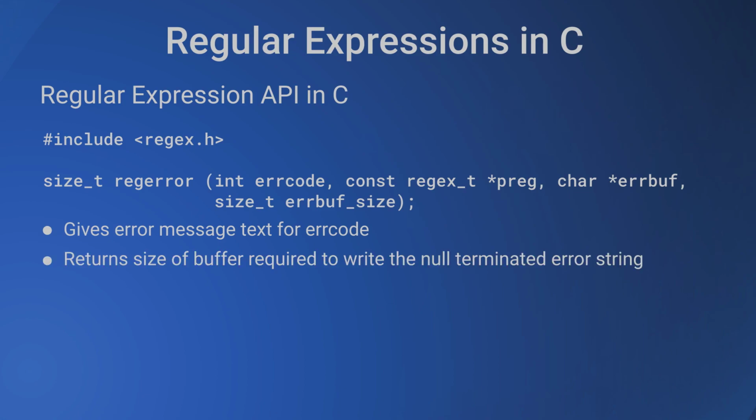Regerror returns the size of buffer required to store the complete null terminated error string. So one way is to first call regerror, passing NULL for errbuf and 0 for errbuf_size. Then regerror returns the size of buffer required. Using this value, an adequate buffer is allocated and regerror is called again with this buffer and its size to get the complete error string.